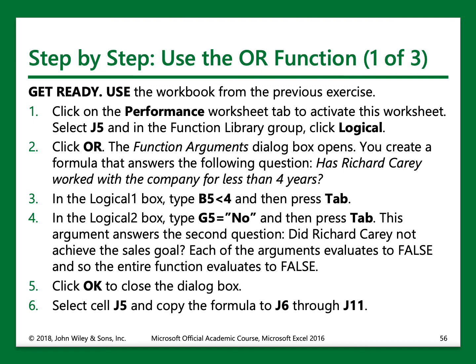So go to the Performance Worksheet tab again, go to J5 and go to the OR function from the logical group. In the logical 1 box, type B5 less than 4 and then hit tab, for the duration of the time that they've been with the organisation. And then in the logical box 2, type G5 equals no and then hit tab. So this will answer the second question, did Richard Carey not achieve the sales goal? Hit OK, and then select J5 and copy the formula all the way along to J6 all the way through J11.